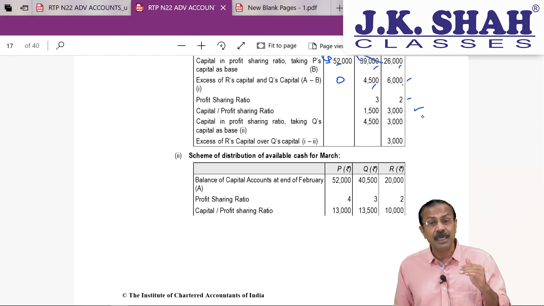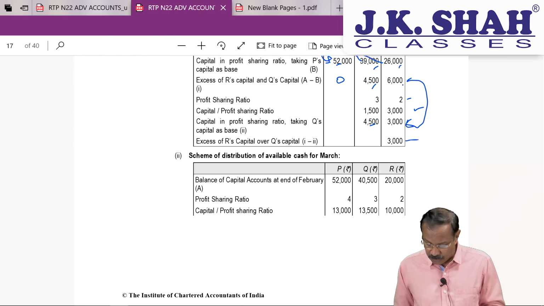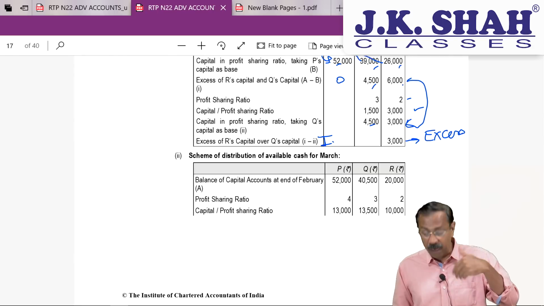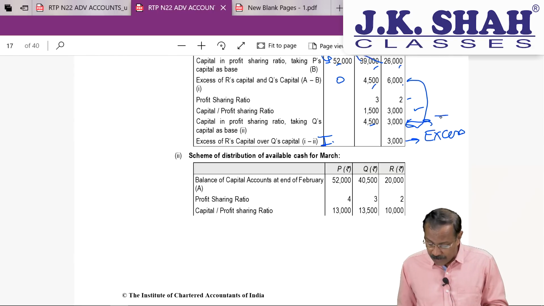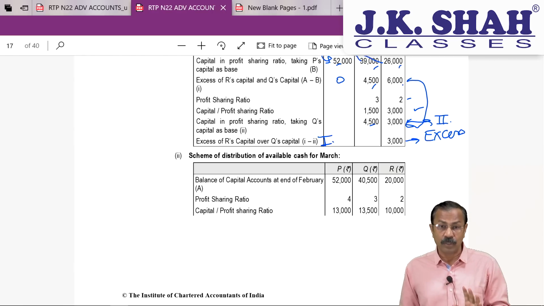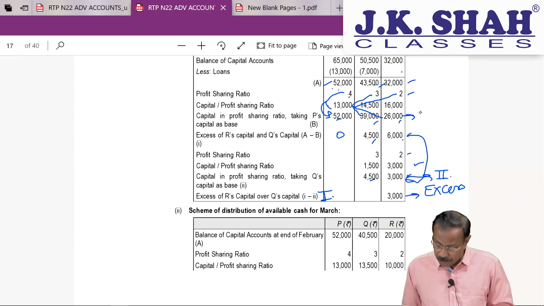So who has contributed less per share? Q. Take him as the base. So 1,500 into 3 is 4,500. 1,500 into 2 is 3,000. 6,000 minus 3,000, you get an excess of 3,000. So you should first pay 3,000 only to R. After you have paid 3,000 to R, next in line, you will pay Q 4,500 and R 3,000. And after you have paid them, then the third order of payment will be 52, 39 and 26,000, remember.